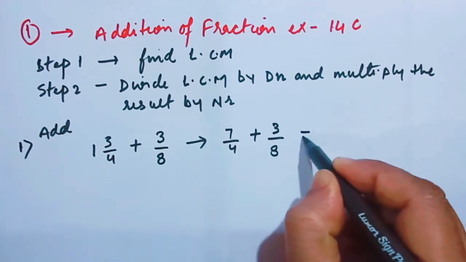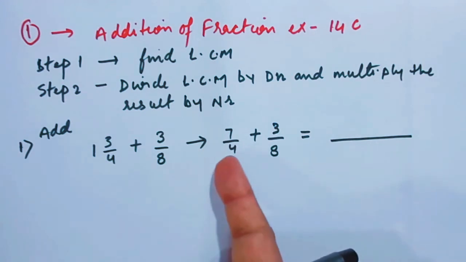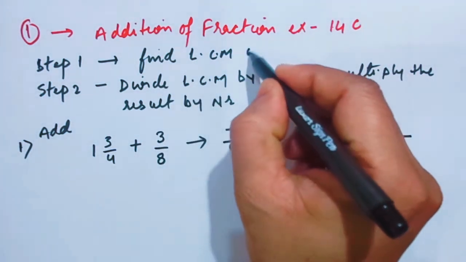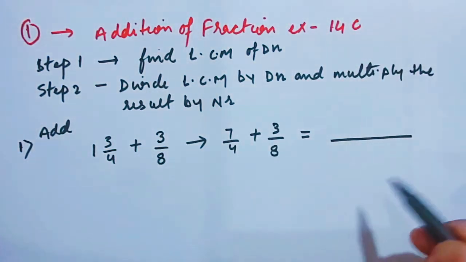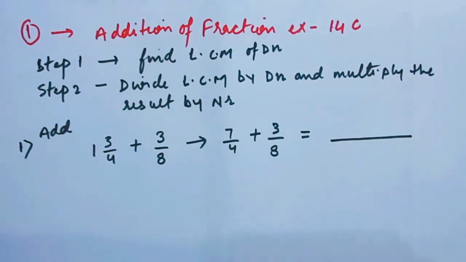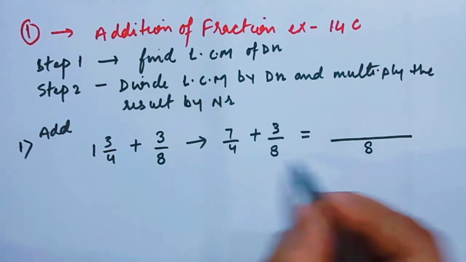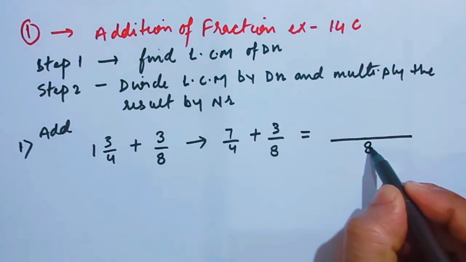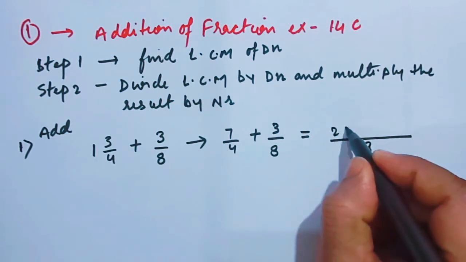Now the story starts from here. You will have to find the LCM of the denominators. So 4 and 8, LCM of 4 and 8 will be what? Now you don't tell me that, you show me how to find out LCM. Please look at the other videos. 8. Now divide the LCM by this denominator. So when you divide this LCM by 4, how much will you get? You will get 2. So 2 times 7.